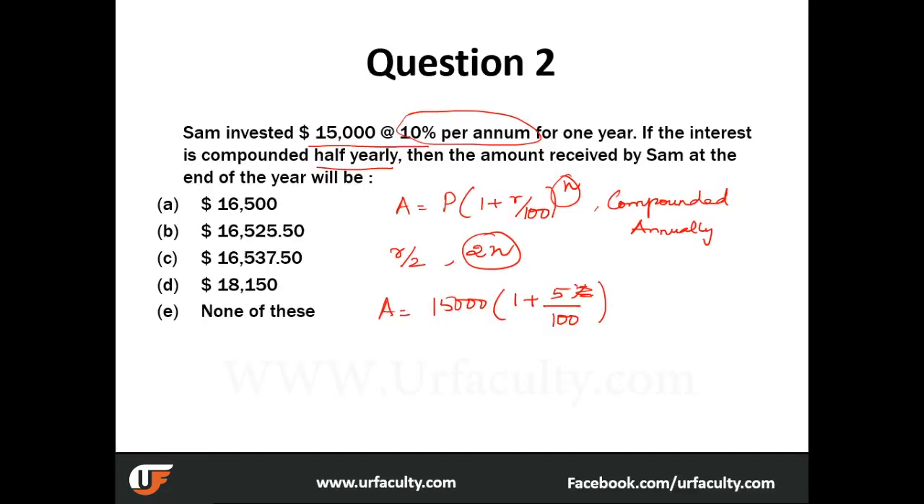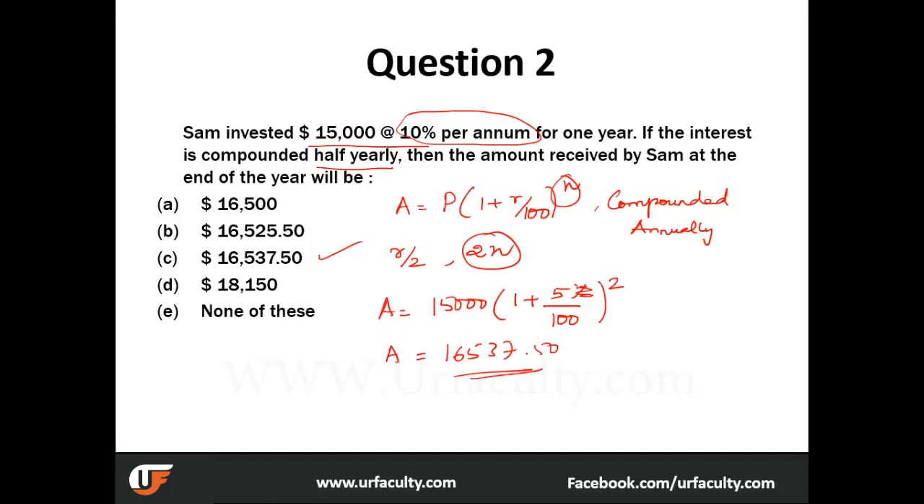Since it's half yearly, we have to do it first after 6 months. We'll do it once, and then at the end of 1 year we'll do it second time. So it becomes 2. So this is the equation, and you just need to solve this, and you'll get the answer as 16537.50.